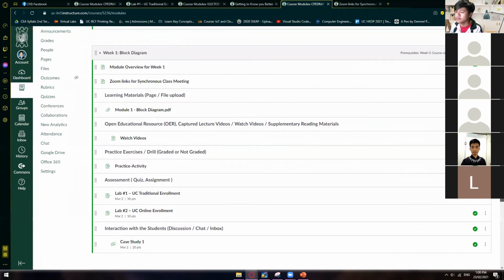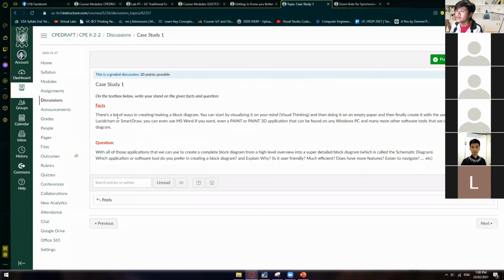So that's it for Module 1. And then one more thing, for Case Study Number 1. I've only said here that there are a lot of ways of creating a block diagram. You can start by visualizing it in your mind, which is called visual thinking, then doing it on empty paper, and then finally creating it with the use of software like Lucid Chart or SmartDraw.